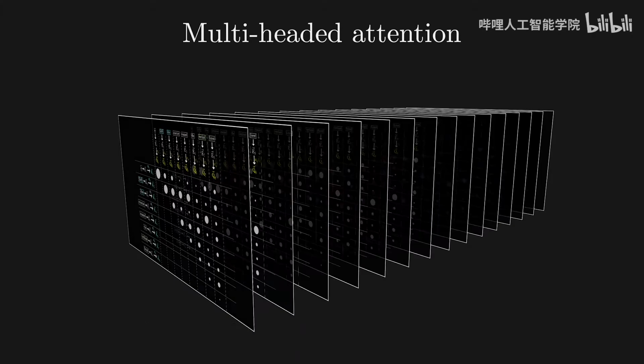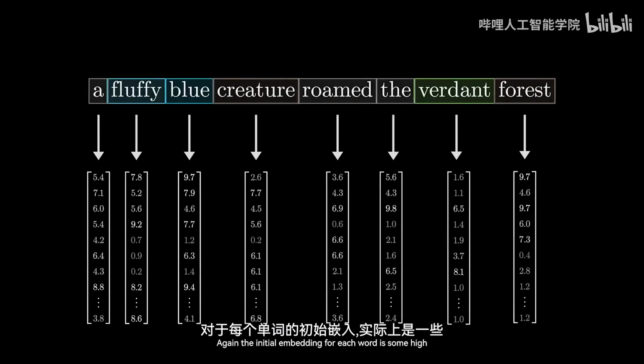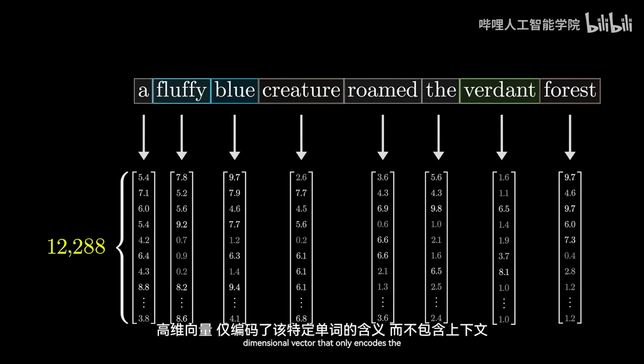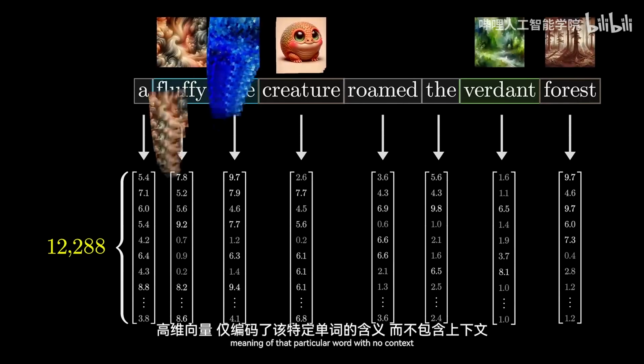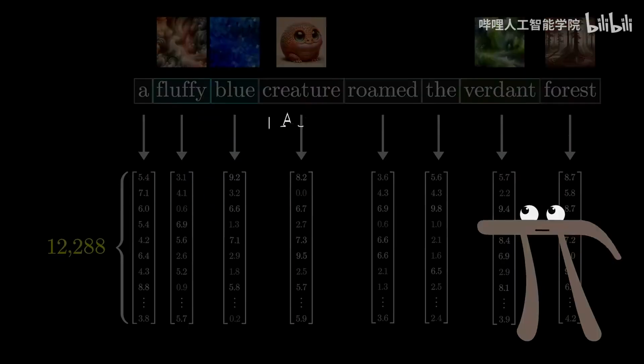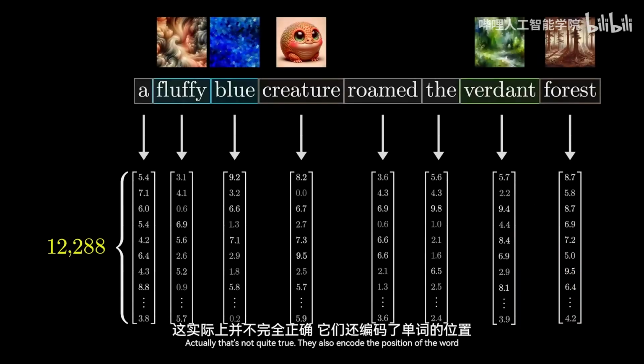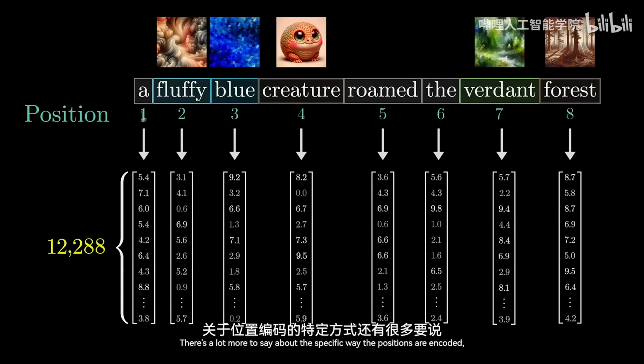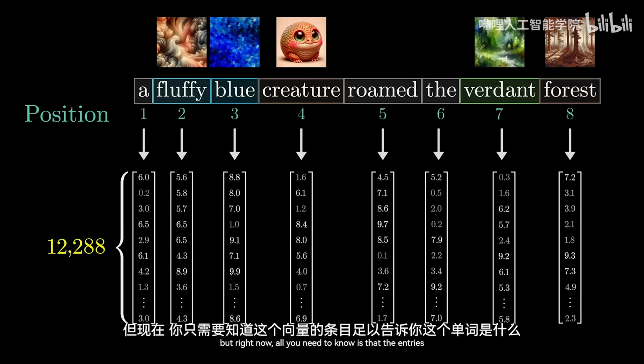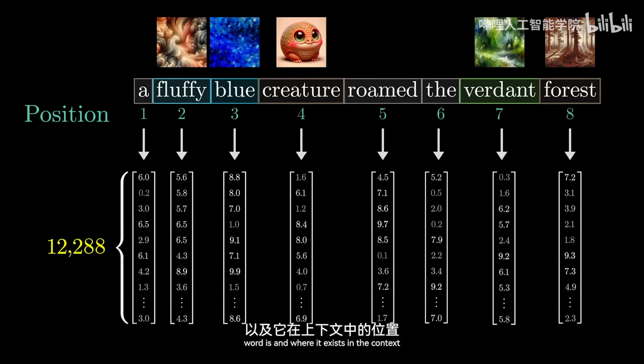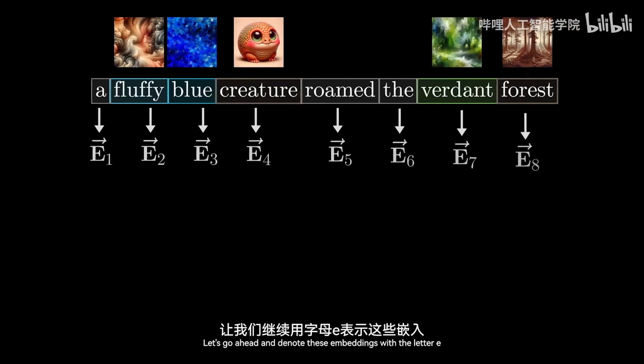heads run in parallel. Again, the initial embedding for each word is some high-dimensional vector that only encodes the meaning of that particular word with no context. Actually, that's not quite true. They also encode the position of the word. There's a lot more to say about the specific way that positions are encoded, but right now, all you need to know is that the entries of this vector are enough to tell you both what the word is and where it exists in the context. Let's go ahead and denote these embeddings with the letter E.